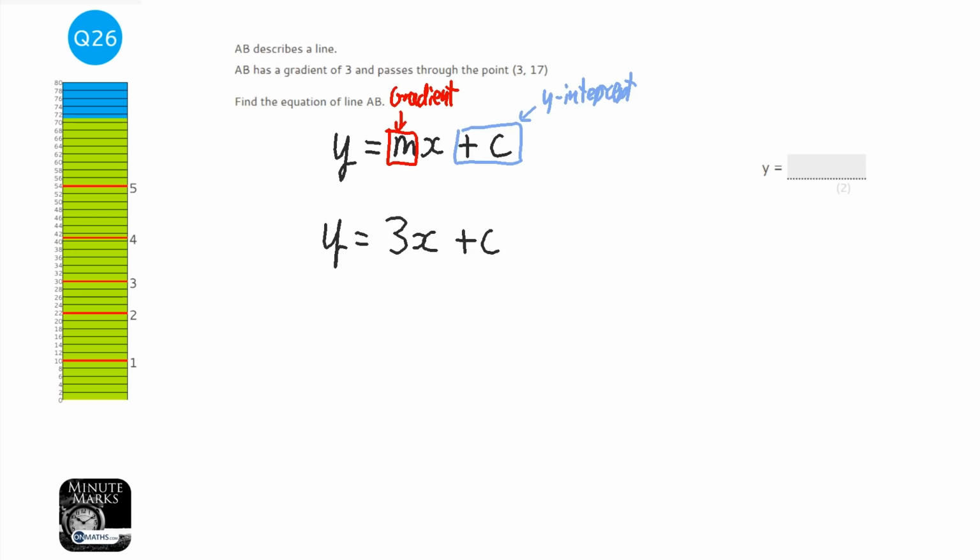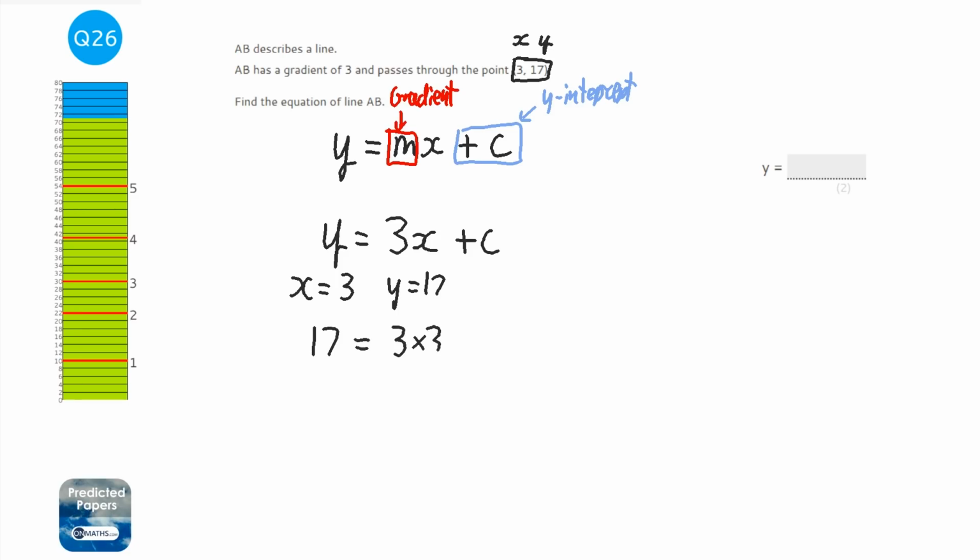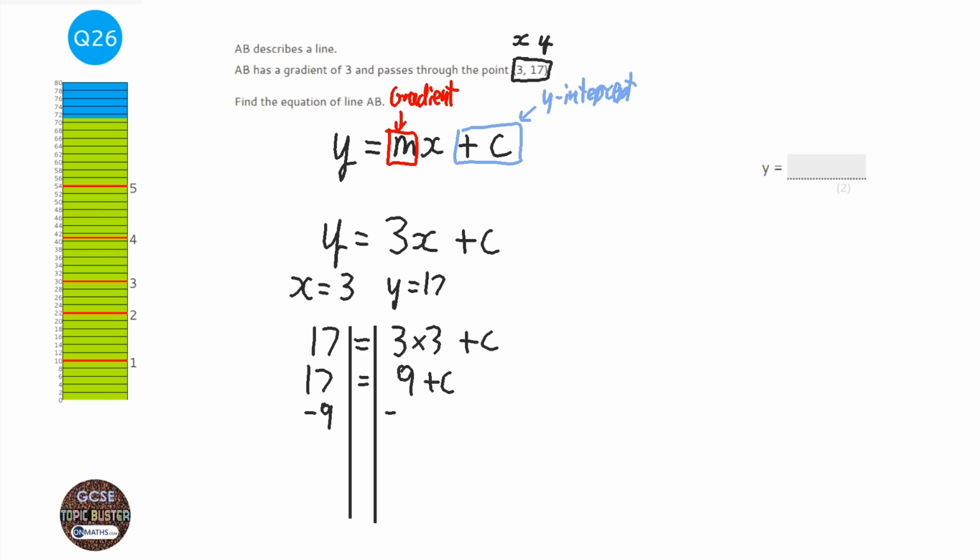Now, the way of getting the y-intercept is substituting in the values we know. We know when x is 3, y is 17. So what I'm going to do is just put in the values. Put in the values of 3 for x and 17 for y. So it's going to be 17 equals 3 times 3 plus c. And I'm going to put my lines in so that I can solve it. So that's 17 equals 9 plus c, and we're going to take away 9 from both sides, so it's going to be 8 equals c, or just c equals 8.